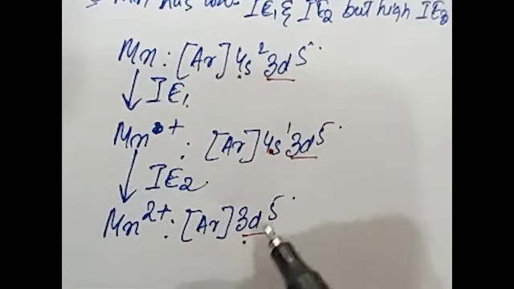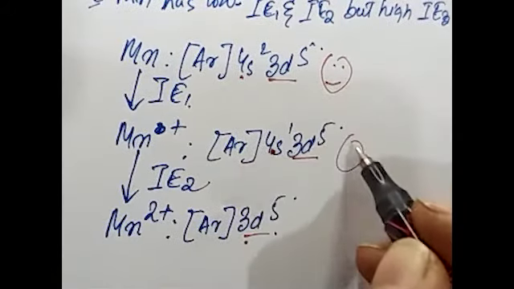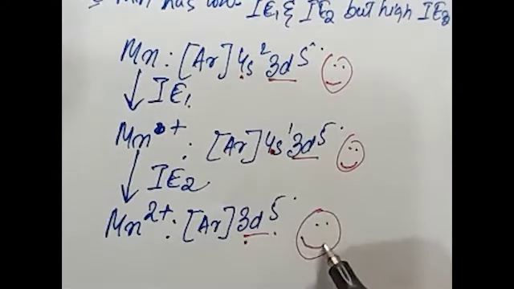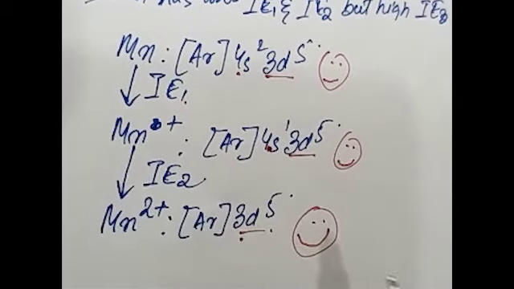It is more happy. Okay, if it was happy before, now it is happier, and in this case it is very, very happy. Okay, because it is having the completely half-filled configuration of 3d5. There is no extra baggage, there is no extra electron.